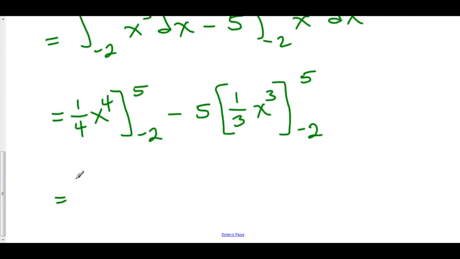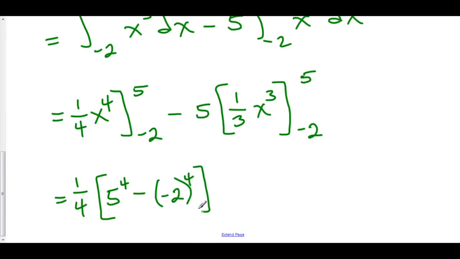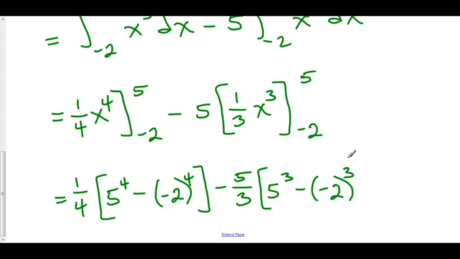Now, we have 1/4, and I like to pull that 1/4 out of the entire thing. We can use the constant rule a little bit right here too. Times, we plug in our b, so we have 5 to the 4th, minus, now we plug in our a, -2 to the 4th, minus 5. We can also pull out that 1/3 from here, so we have minus 5/3 times, we'll plug in our b, so we have 5 cubed minus, and we'll plug in our a now, -2 cubed.